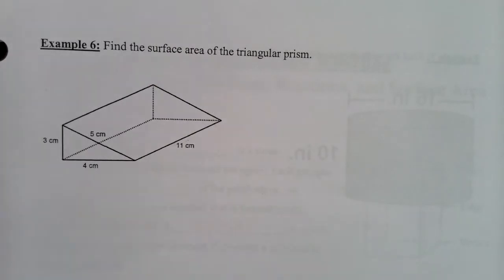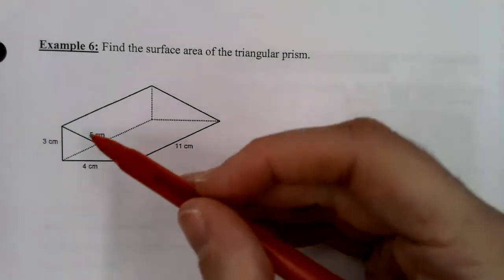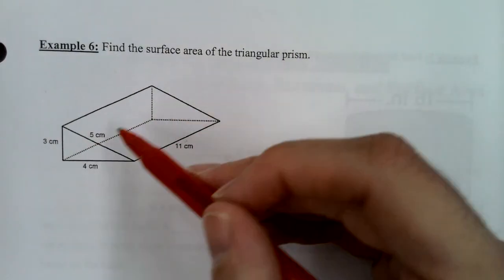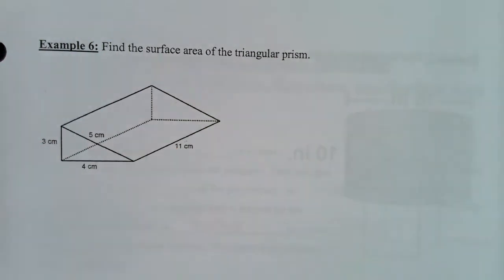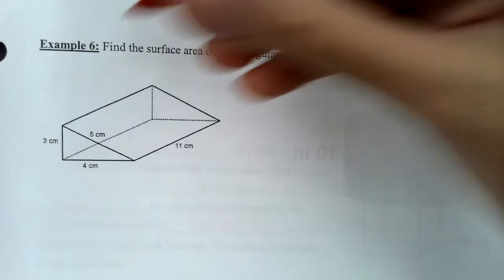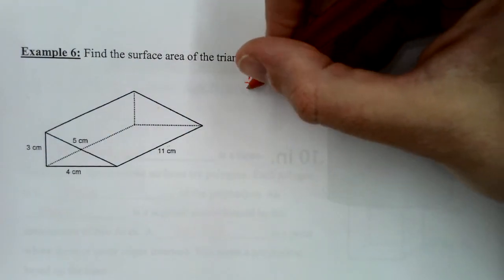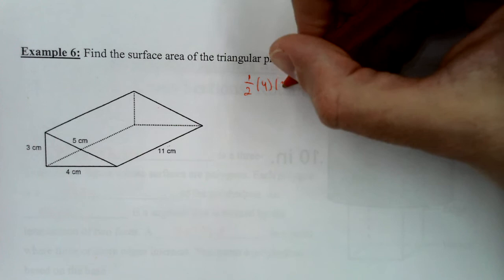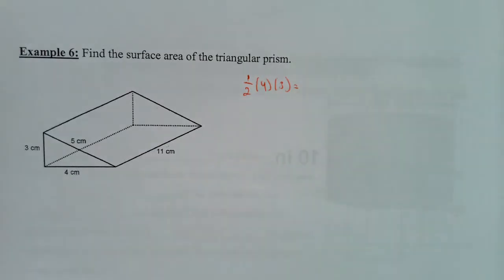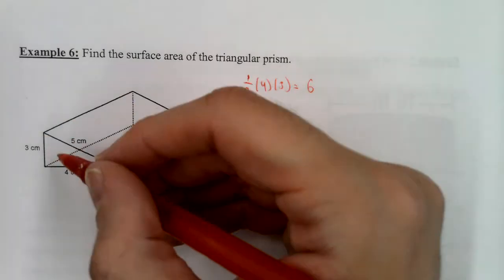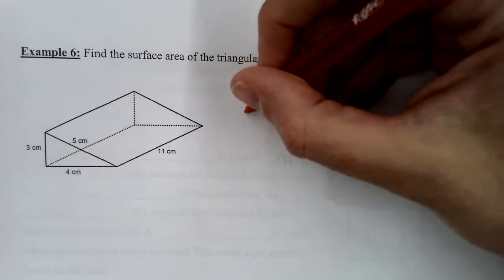Example 6, find the surface area of the triangular prism. So let's start with the face in the front and the face in the back. These are going to be the same. So I'm going to do, it's a triangle, so 1/2 base times height. So 1/2 times 4 times 3. That equals 6. That's the same for the front and the back. So I'm just going to write it twice.